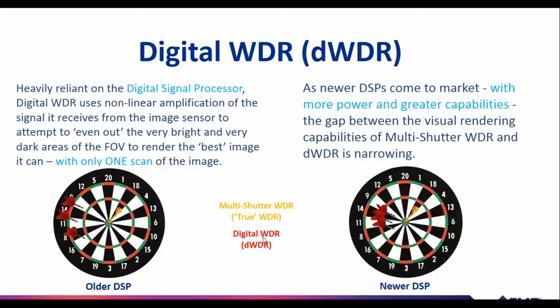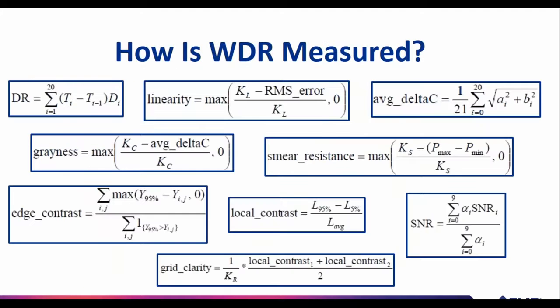So there's nothing wrong with digital WDR. However, visually, at this point, you're probably going to see a better visual solution with the multi-shutter WDR. But again, that digital WDR is catching up, and they're getting much, much closer together. So as far as the combination goes, I love this slide, right?